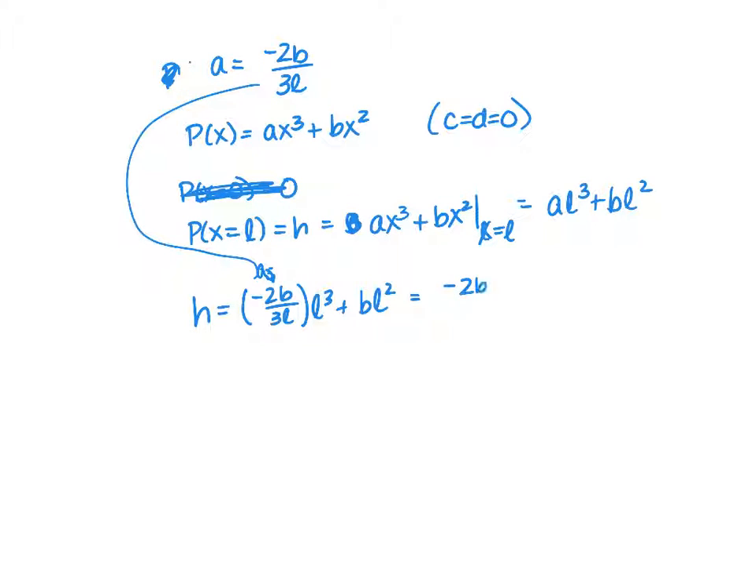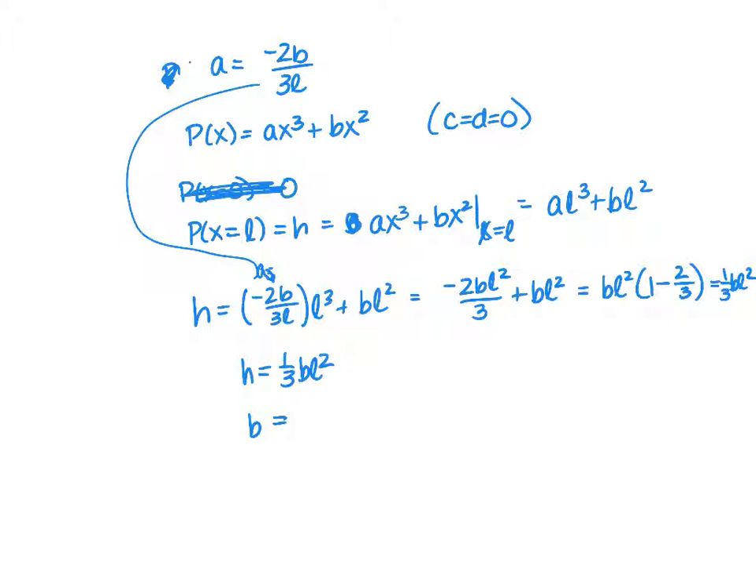Minus 2bL squared over 3 plus bL squared is equal to bL squared times 1 minus 2/3, which is equal to 1/3 bL squared. So h is equal to 1/3 bL squared. So b is equal to 3h over L squared.